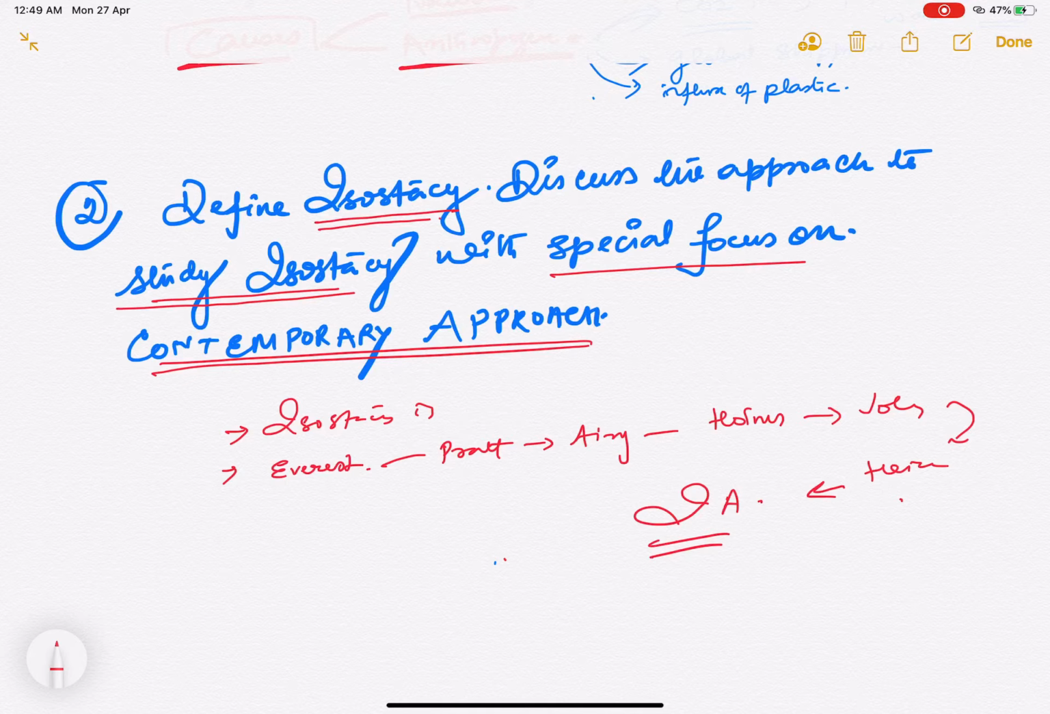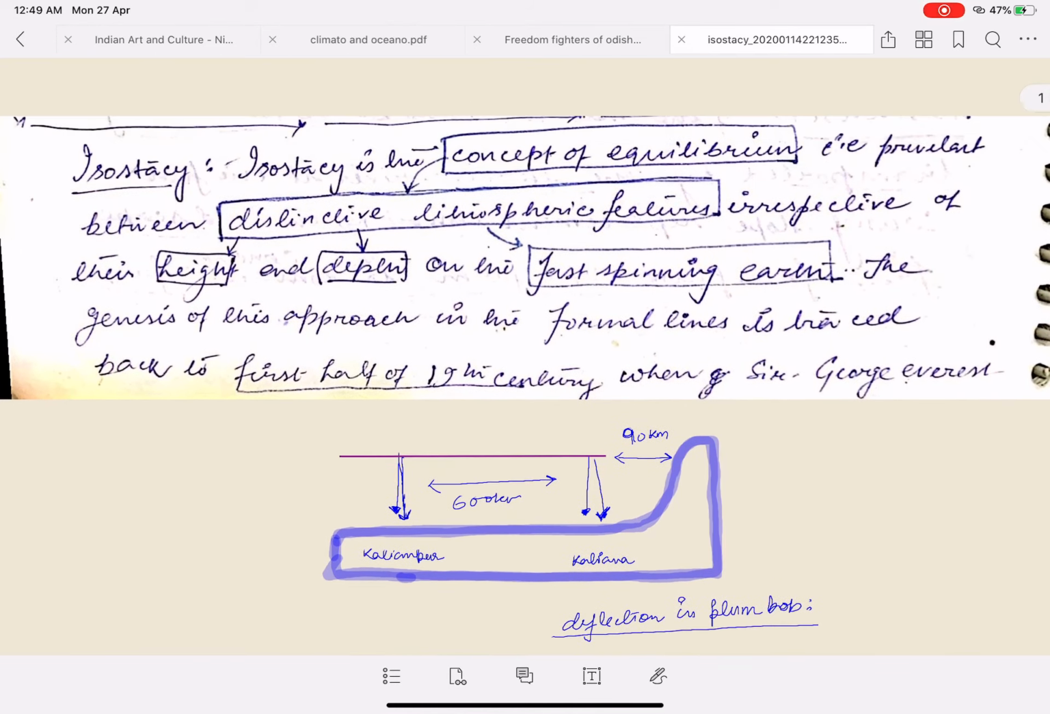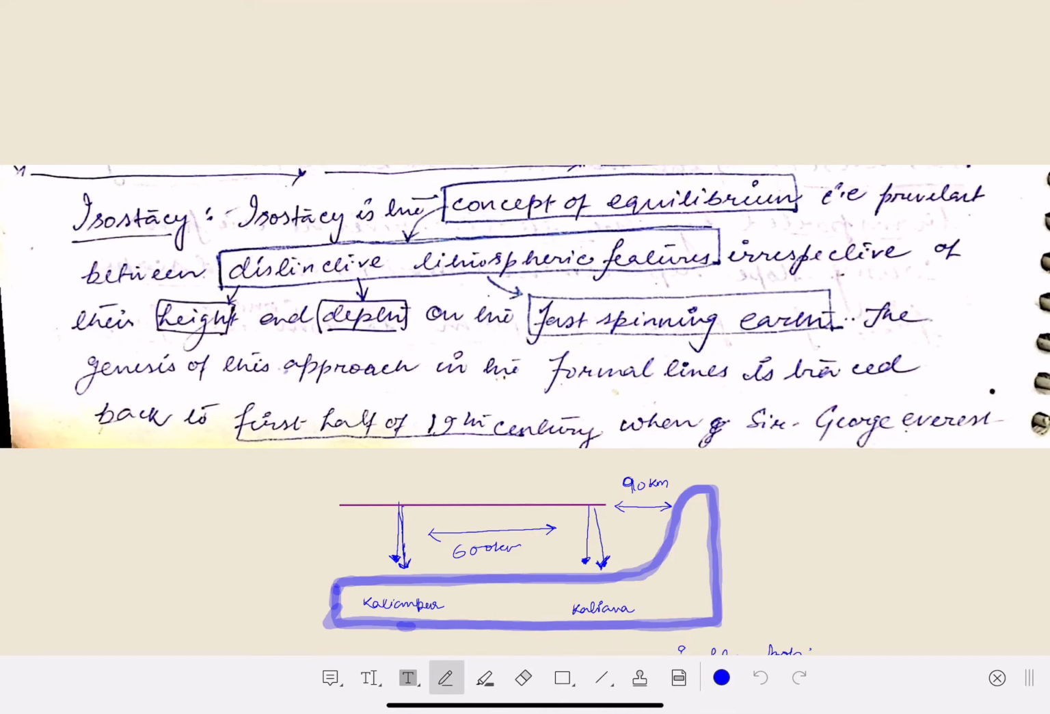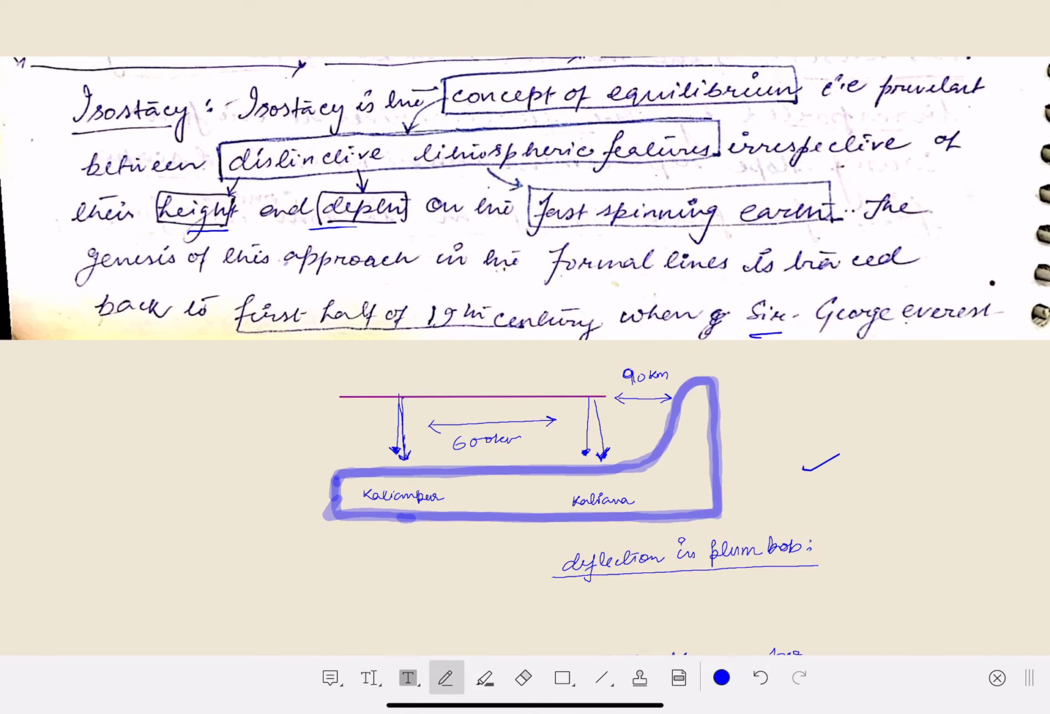Above all, I'll be completely sharing my notes with you. These are the edited notes I have made. It simply says isostasy is the concept of equilibrium prevalent between the distinctive lithospheric features, irrespective of the height, depth, and the fast spinning earth. And this is a simple diagram of what Sir George Everest did.